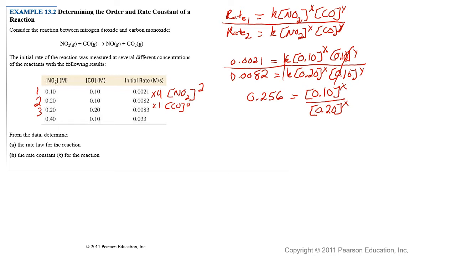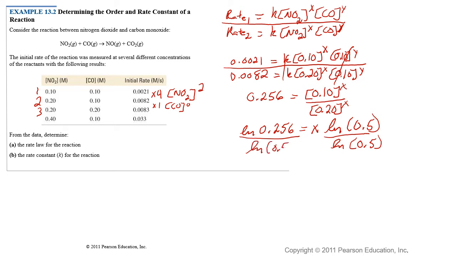So if we take the natural log of both sides, we can bring that exponent down and solve for it. Okay. And we find that x is 1.966, or an order of 2.